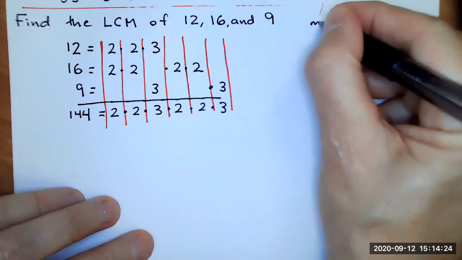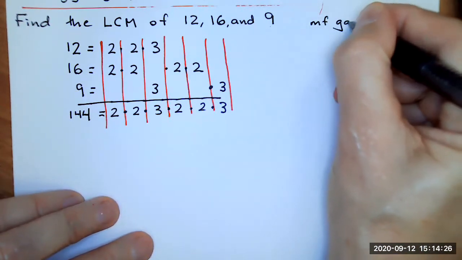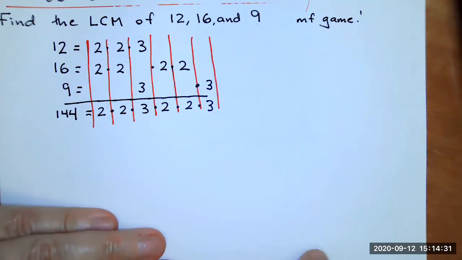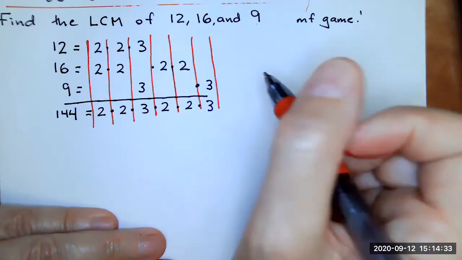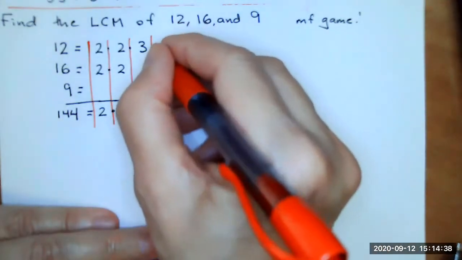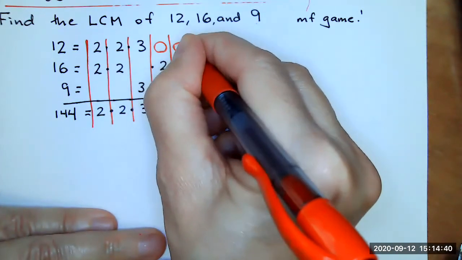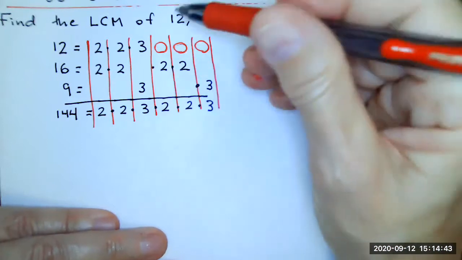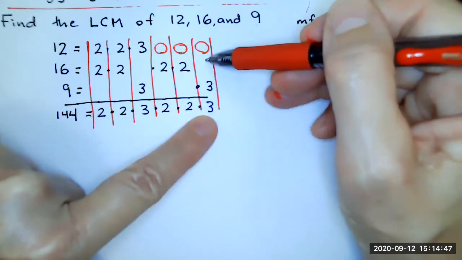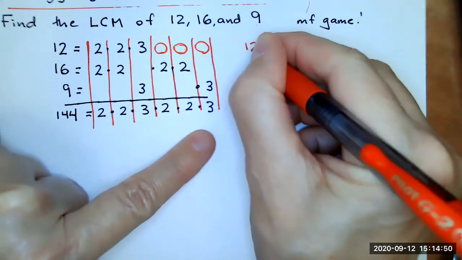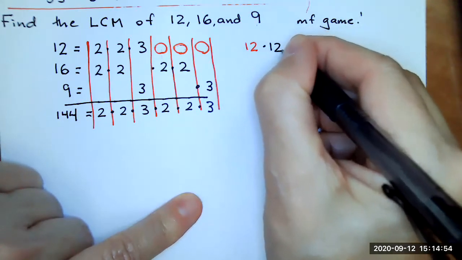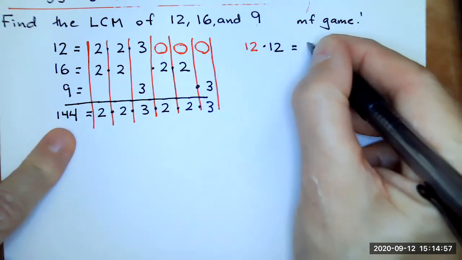All right, let's play the missing factor game. Now it's a little more challenging because there's more than one missing factor. So what's 12 missing? It's missing 2 times 2 times 3, which is 12. And 12 times 12 is 144.